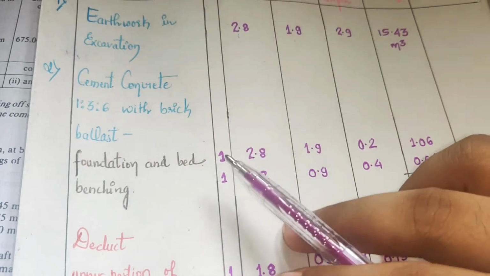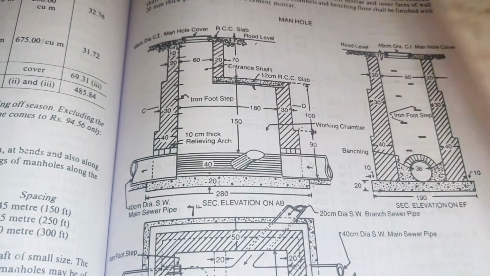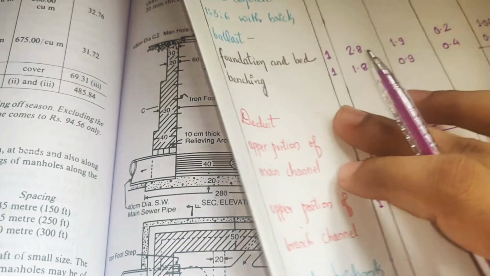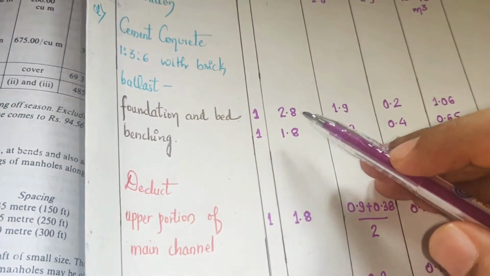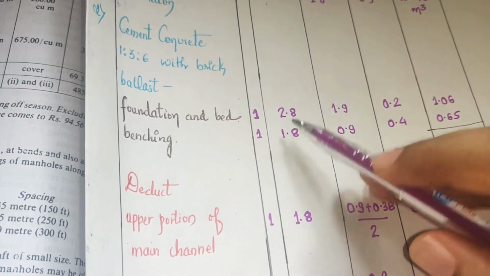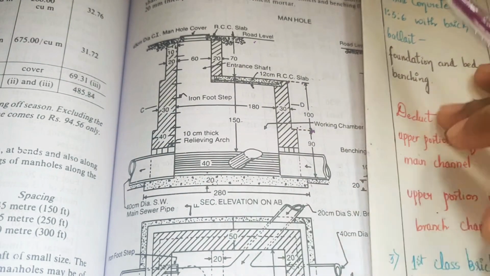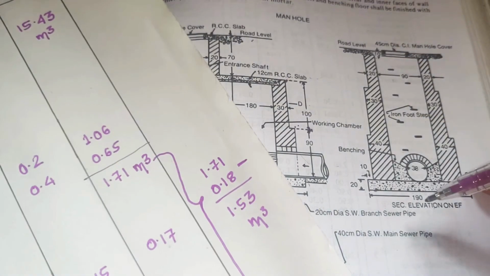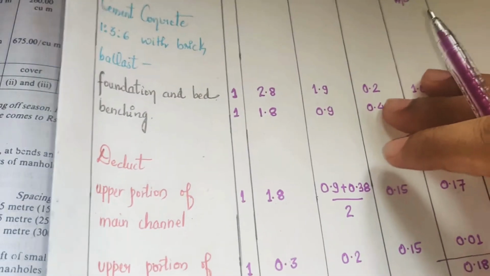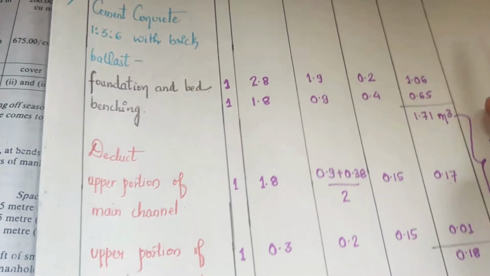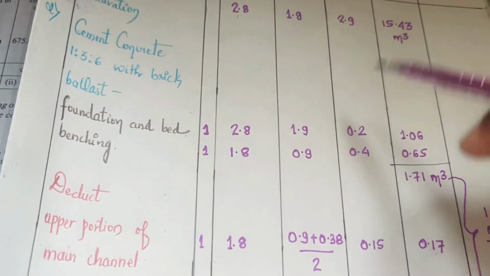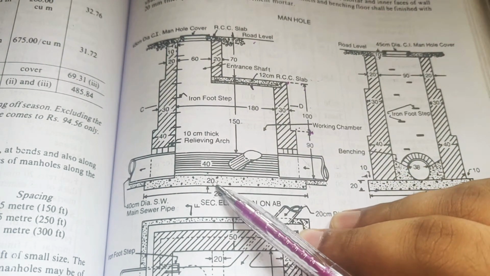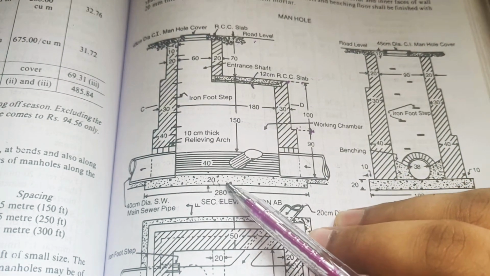So like that, for foundation and bed, that is this foundation bed, the length will be what? Length of bed concrete will be 2.8, as we have seen here it is 2.8. Width will be 1.9, that we have seen here it is 1.9, but the only difference here will be the thickness. The thickness here will be 0.2, that is the thickness of the bed concrete that you have provided. It is given as 20 centimeters, which is nothing but 0.2 meters.